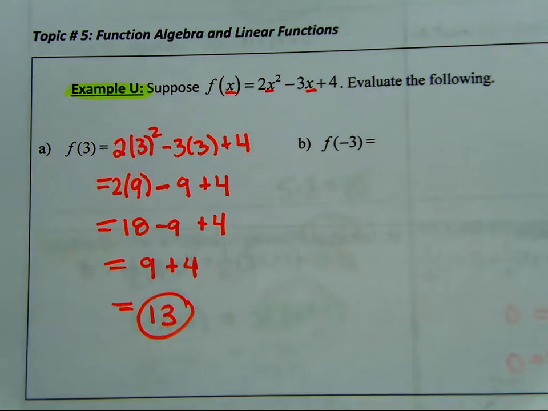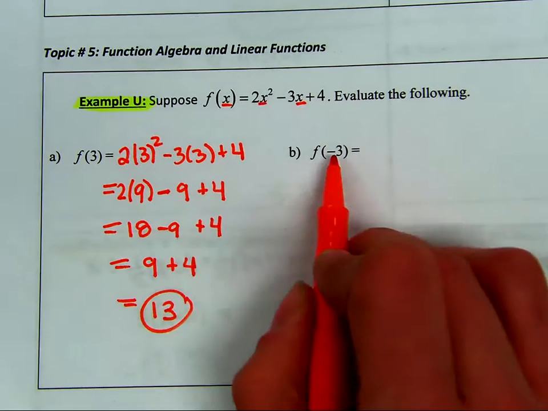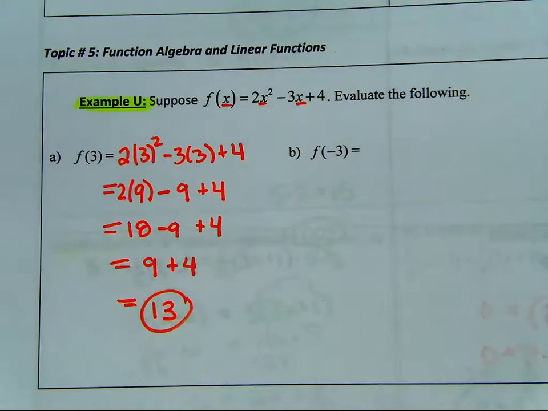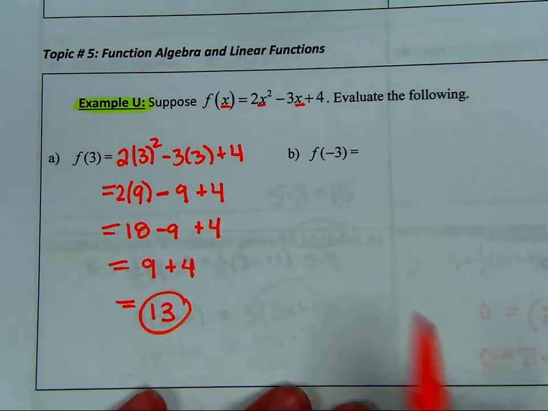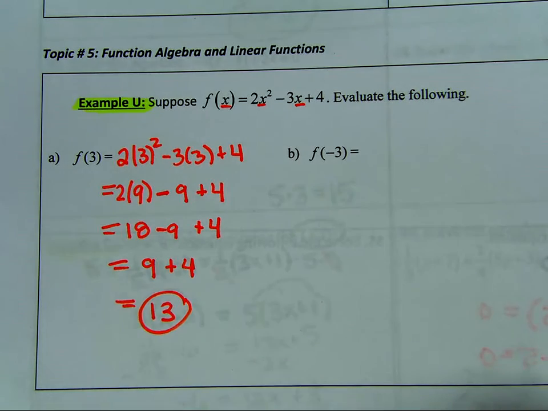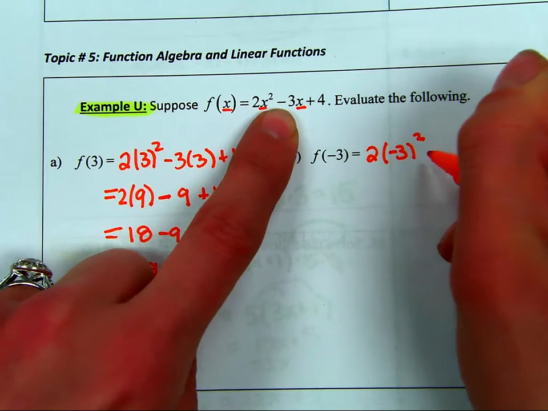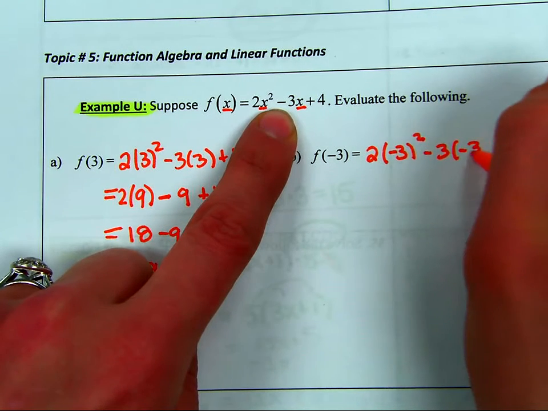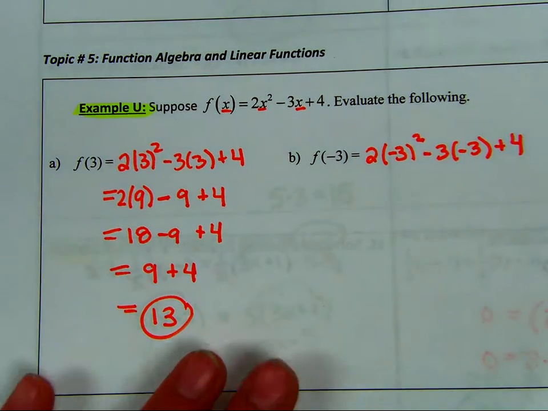All right, the next one, same thing. It's just a negative 3 now. And plugging it in parentheses is going to be more important than ever, just so you don't mess up any negative signs. So again, both of these x's are just going to be replaced with a negative 3 in parentheses. So we're going to do 2 times negative 3 squared minus 3 times negative 3 plus 4. And we're going to simplify from here.